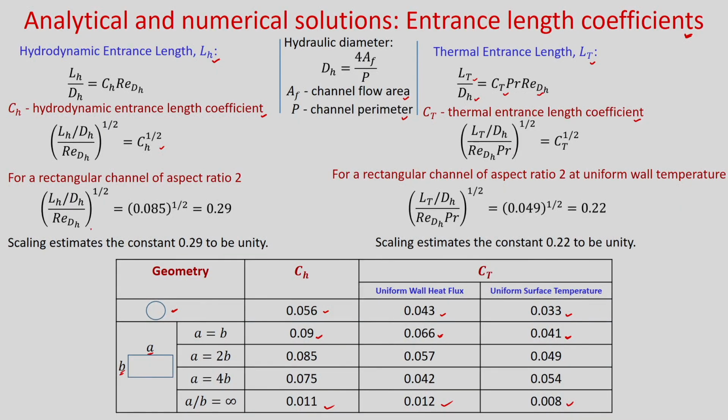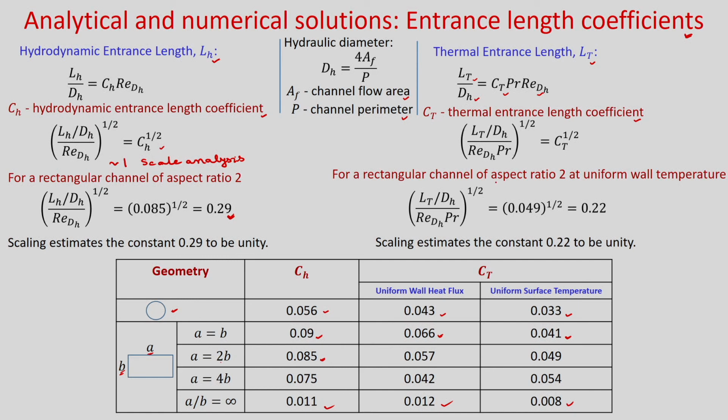Now let us see how what we derived using scale analysis matches with these analytical or numerical results. We have already shown that this is order of 1 using scale analysis. If you consider a rectangular channel of aspect ratio 2, then your C_h is 0.085 and this to the power half is 0.29. So, you can see that scaling estimates the constant 0.29 to be unity.